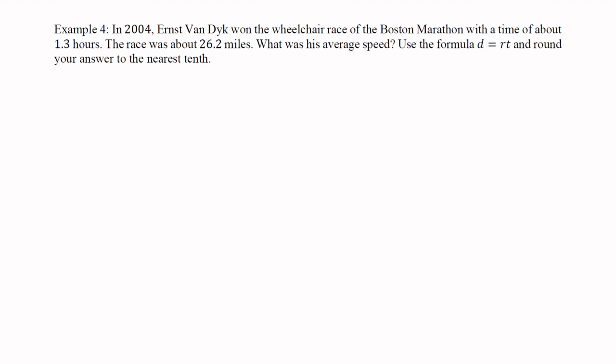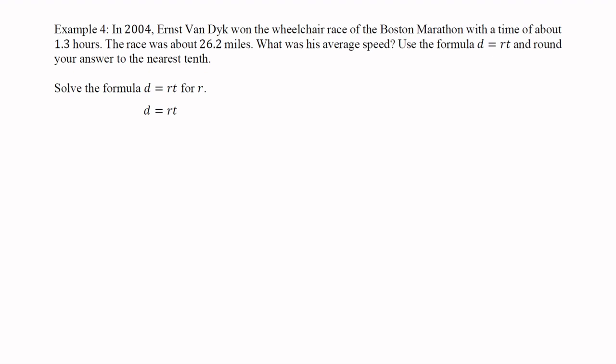In 2004, Ernst van Dijk won the wheelchair race of the Boston Marathon with a time of about 1.3 hours. The race was about 26.2 miles. What is his average speed? Use the formula d equals rt and round your answer to the nearest tenth. So we're going to start off with our formula, and we need to find out what his average speed is. Okay, so we need to find out what his rate is, because speed is a rate.